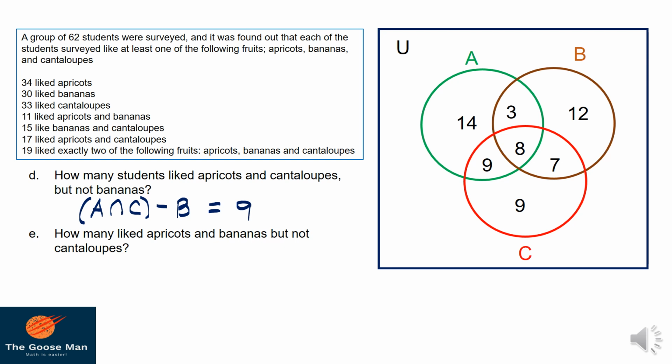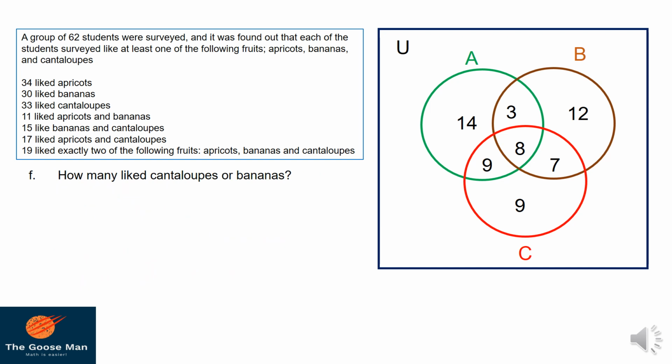Next, letter E. How many like apricots and bananas but not cantaloupes? If we put this into symbols, this is actually apricots intersection bananas but not the cantaloupes. So where's that? Apricot and bananas, so this is the area. However, we are not going to consider the cantaloupes. So this is equal to 3.